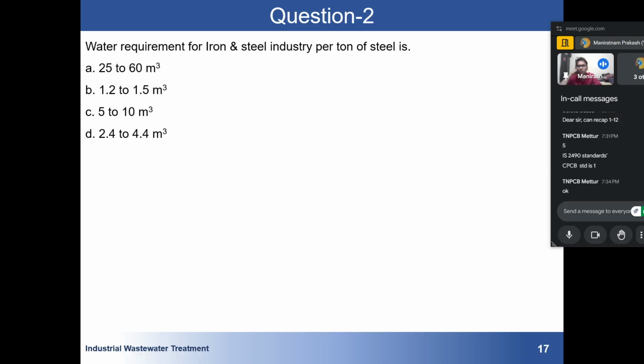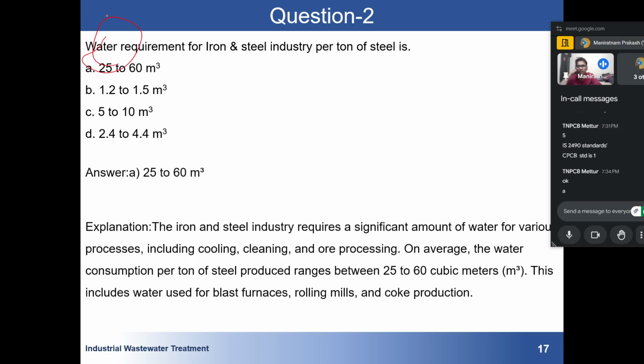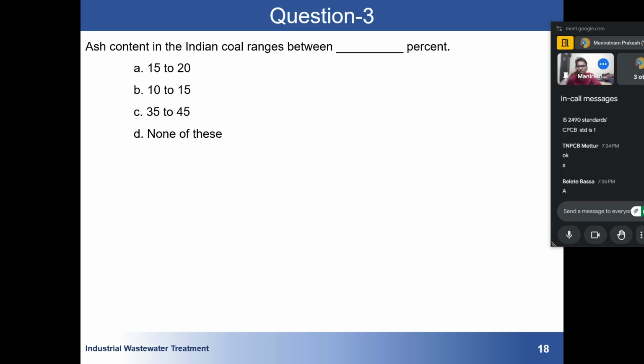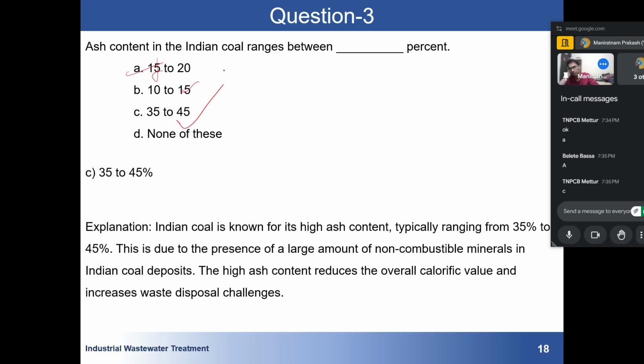Question number two. This we have again discussed. What is the water requirement of iron? A. Yes, correct. This is point-wise. A. This is an interesting question. This you should also know. C. Yes, correct. Sorry, 30. Not this one, not this one. This one, 35 to 45%.